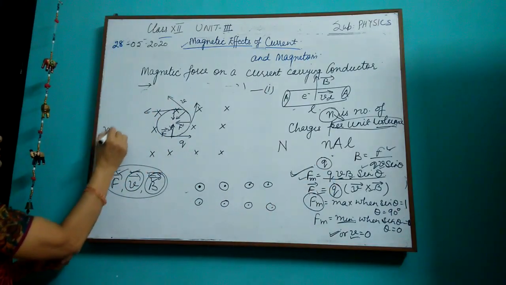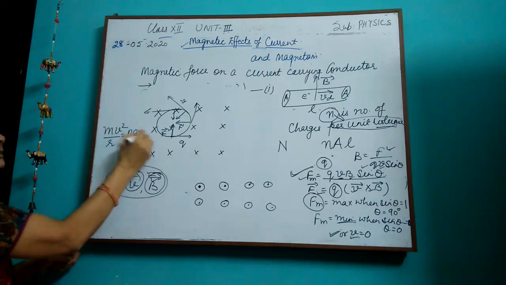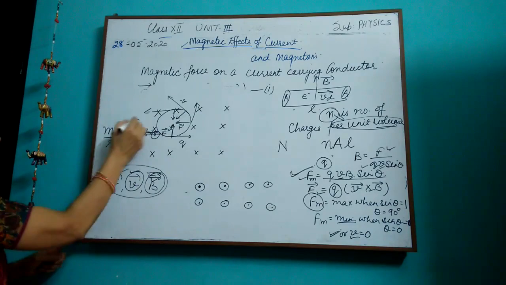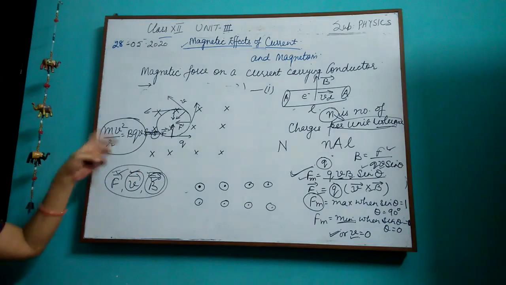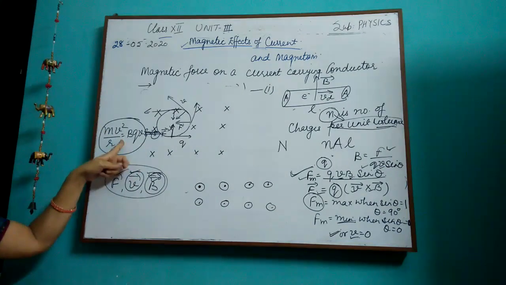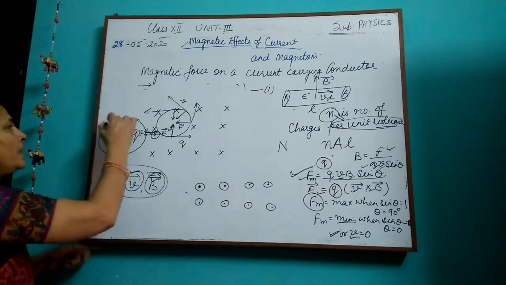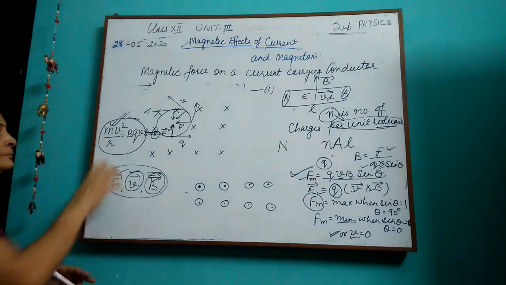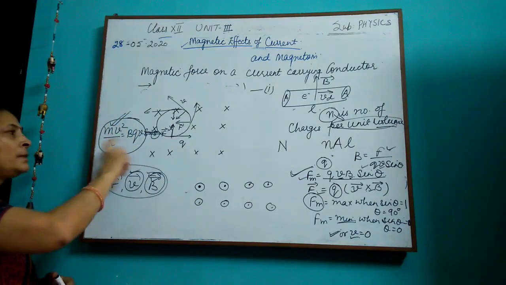That is mv square upon r is equal to Bqv sine theta. Since theta will be 90 degrees, this we can neglect. So this is the expression which is going to be followed. This concept is very, very important. We'll be talking about a device, cyclotron, particle accelerator. This is the main concept which we'll be using in the working of that device. So this formula you have to learn, understand, and how to apply is very important.